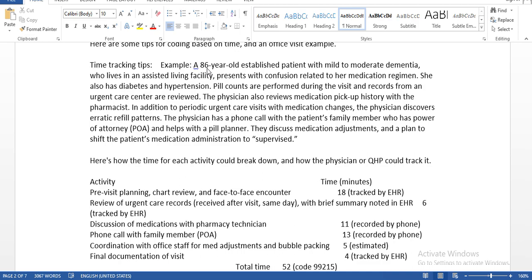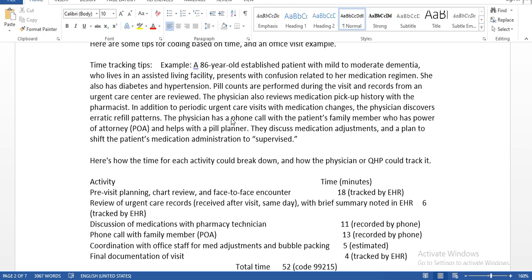Example: an 86-year-old established patient with mild to moderate dementia who lives in an assisted living facility presents with confusion related to her medication regimen. She also has diabetes and hypertension. Pill counts are performed during the visit and records from an urgent care center are reviewed. The physician also reviews medication pickup history with the pharmacist. In addition to periodic urgent care visits with medication changes, the physician discovers erratic refill patterns. So she is not using medications properly. Erratic means there is a disturbance. So sometimes she is taking, sometimes she is not taking.